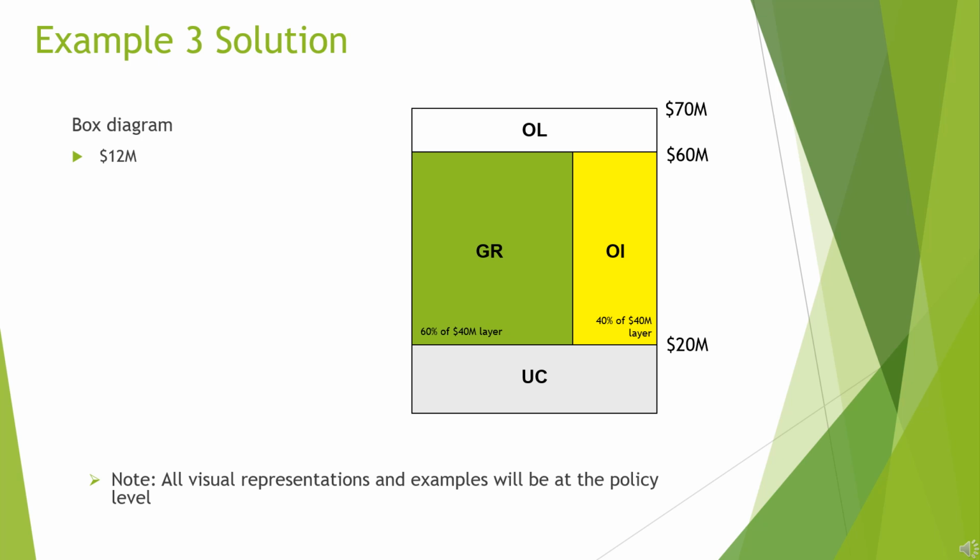The answer for this problem will be $12 million. Without wasting time, let's calculate it. For a loss of $40 million, KII pays out $12 million, which is 60% of $40 million of loss minus $20 million of uncovered layer. Pause the video and calculate on your own.